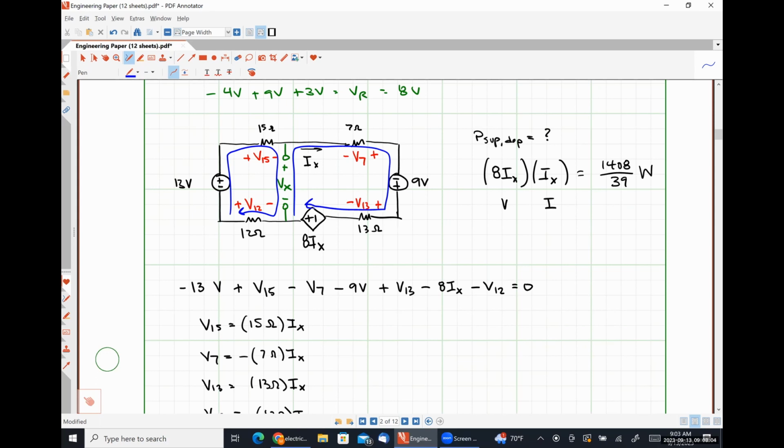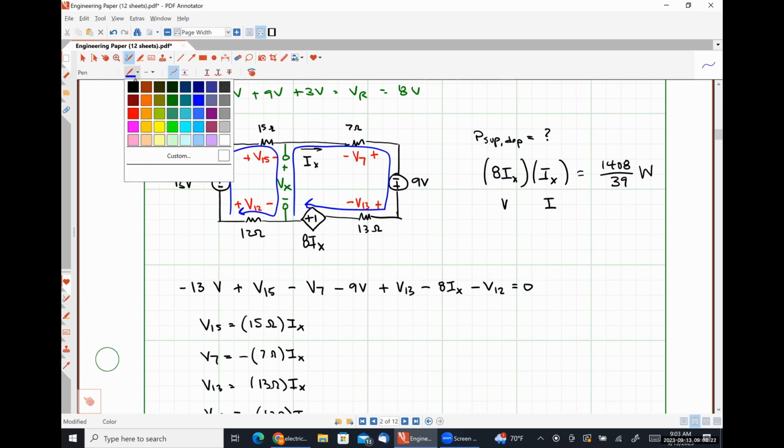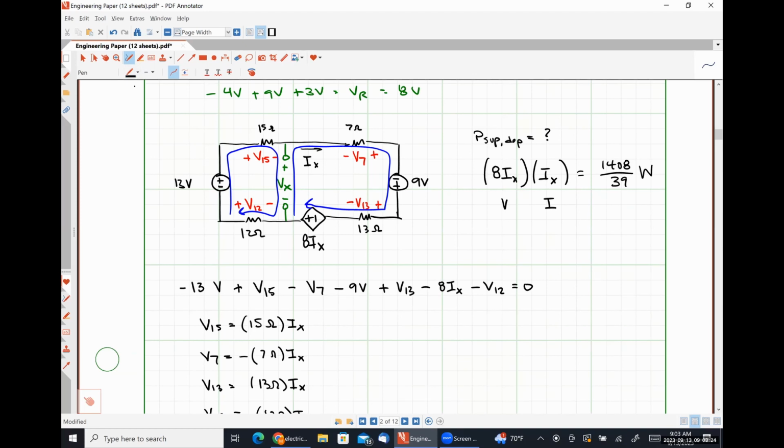Now that we know that current Ix, all of those voltage drops except for Vx are known quantities, right? So for this one, I would probably choose that left-hand path because it's got the least number of terms in it, which means it's the least opportunity for me to make a silly mistake. So if I were trying to find Vx, I would write my KVL equation around that left-hand path. So that would look like negative 13 volts plus V15, which we know is just 15 ohms times Ix.